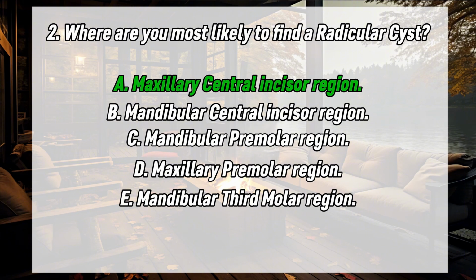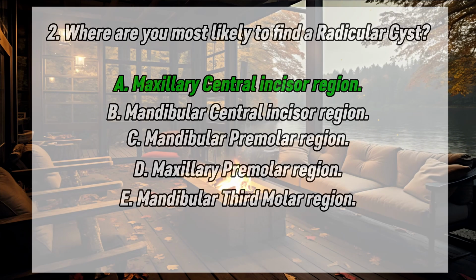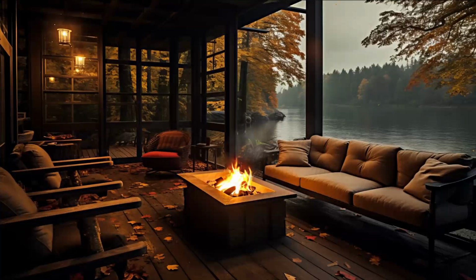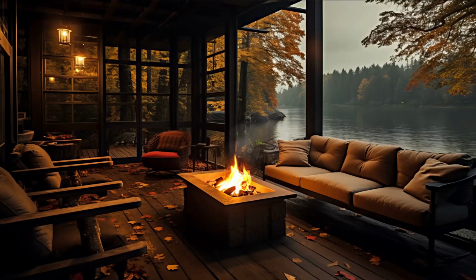The reason for that is that it actually accounts for about 37% of all radicular cysts, because those teeth are most likely to be traumatized, especially whenever we're younger, and thus most likely to be non-vital for longer, perhaps unknown to be, and then a radicular cyst will form as a result of that. So the correct answer is A.